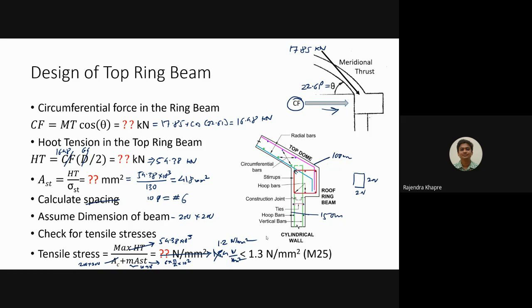Of course they will be contributing towards the shear also, but as such on this beam there won't be any shear because this will be subjected to axial tension only. So accordingly you have to go for the design of shear reinforcement. Shall I continue?